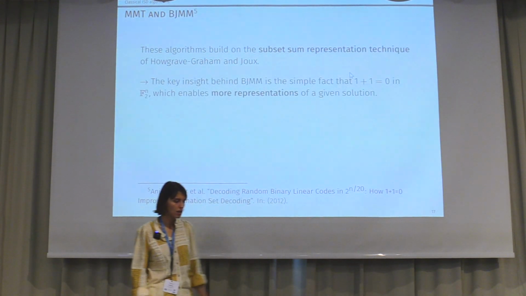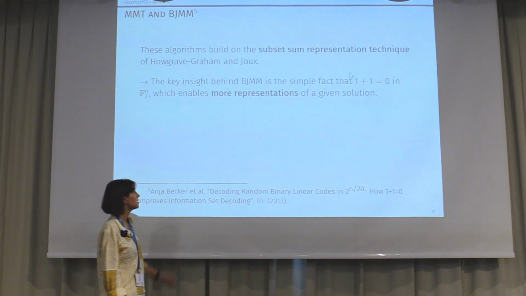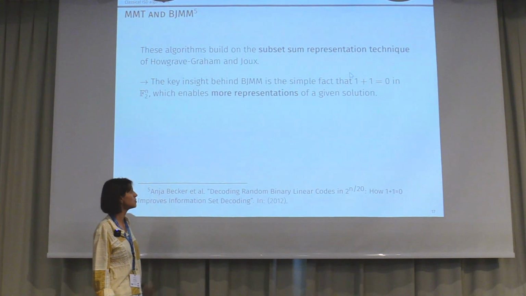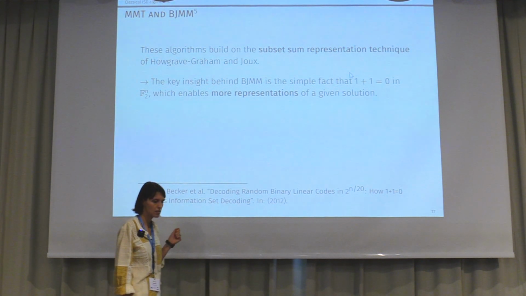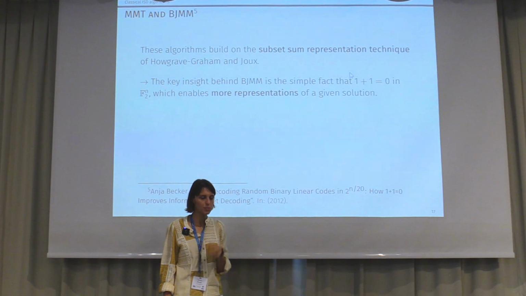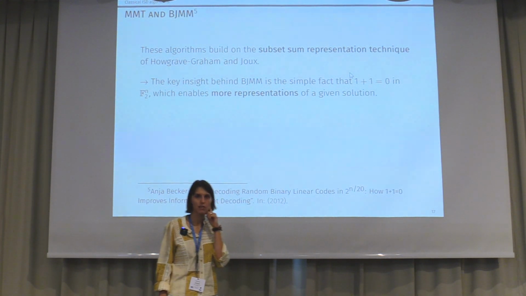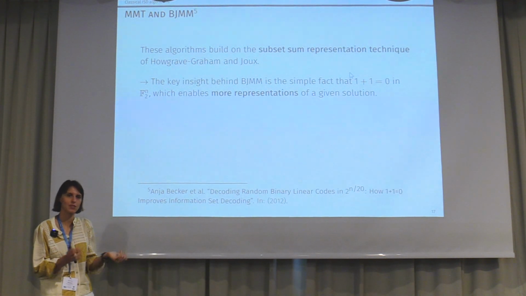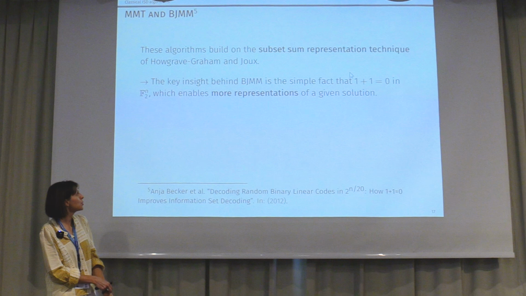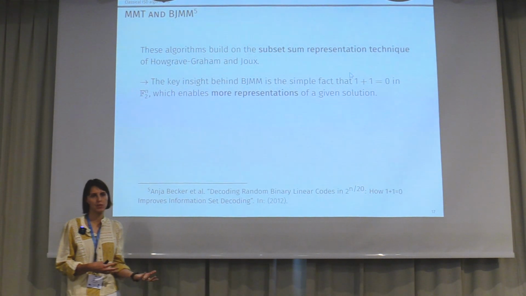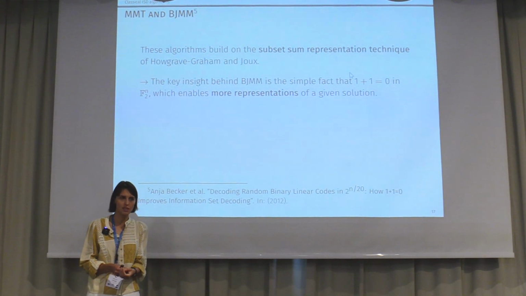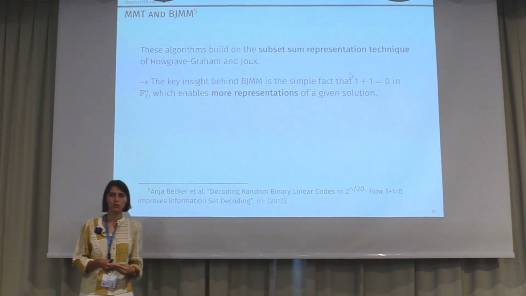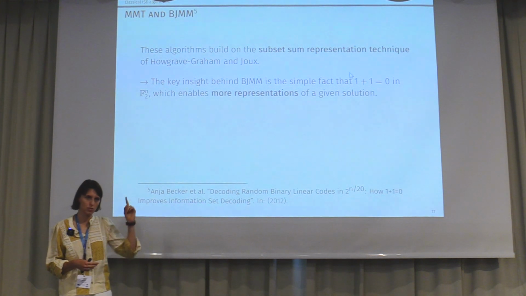And then Becker et al. used these representation techniques to devise ISD algorithms that can use them. The key insight of the later paper, BGMM, is that by observing that 1 + 1 is equal to 0 in F2, which is very unsurprising, you can increase the number of representations of your solutions to the sub-instance. That way, you don't need to search through so many of them in order to obtain a higher probability that you will find a solution to the original problem.